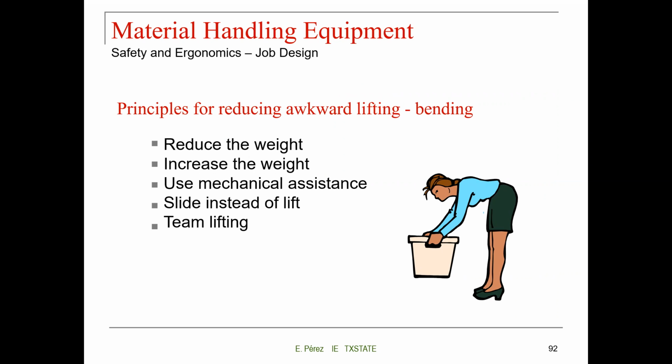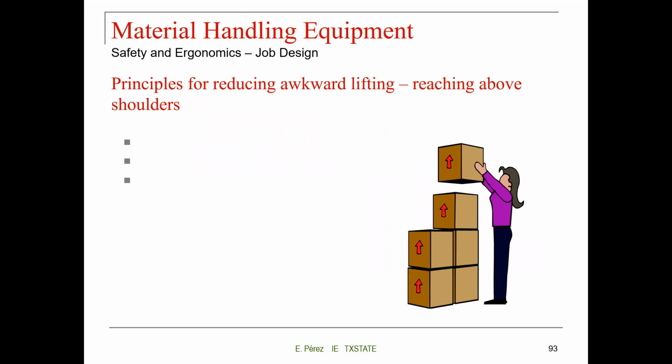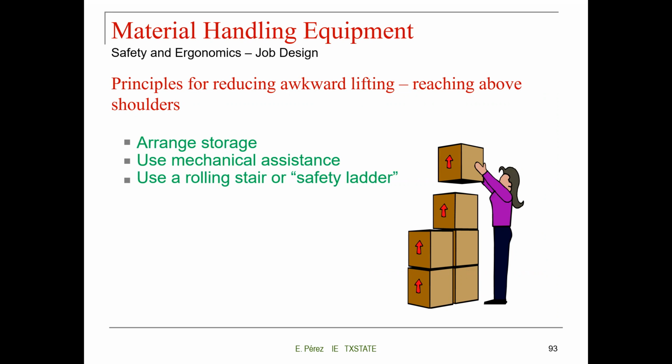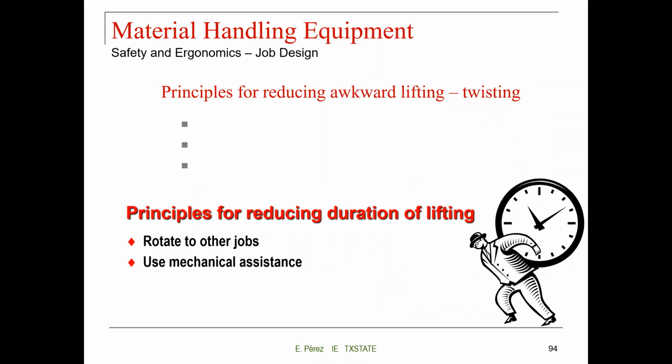For bending, reduce the weight, depending on the process, use mechanical assistance, slide instead of lift, or use team lifting. Principles for reducing upward lifting, such as reaching above shoulders: arrange storage, use mechanical assistance, or use a rolling stair or safety ladder. For twisting, use conveyors, provide more space, and arrange storage. Principles for reducing duration of lifting: rotate to other jobs and use mechanical assistance.